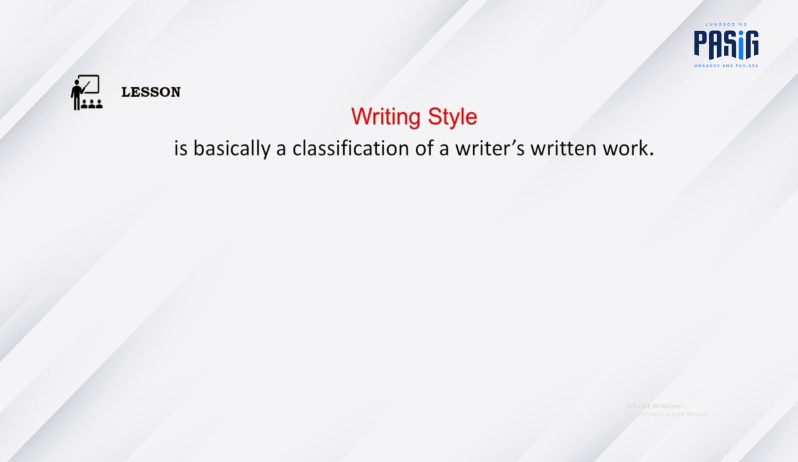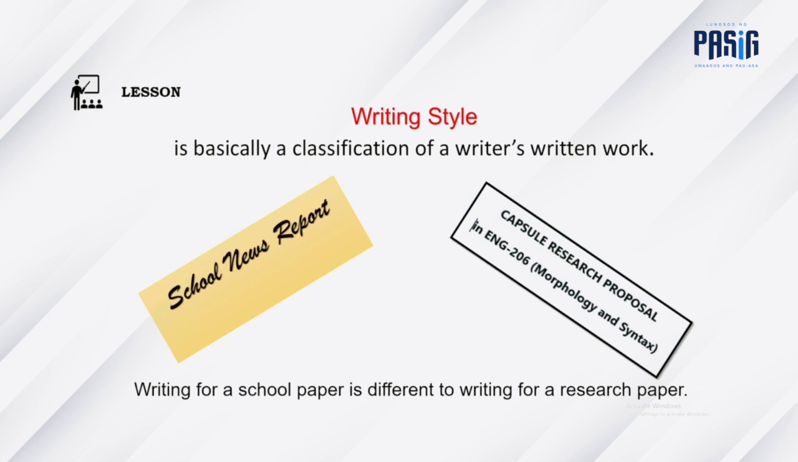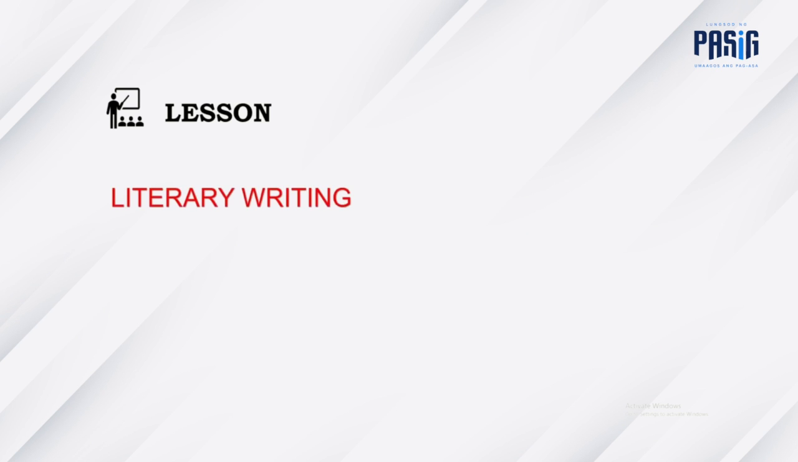Writing style is basically a classification of a writer's written work. Writing for a school paper is different from writing for a research paper. Writing styles vary by purposes and characteristics. Today, let us differentiate the two useful writing styles. They are the literary writing and the academic writing.